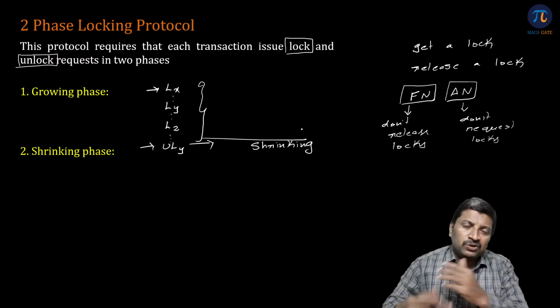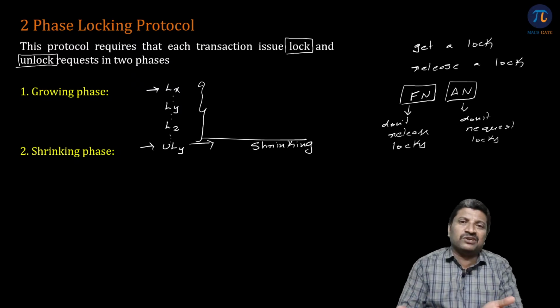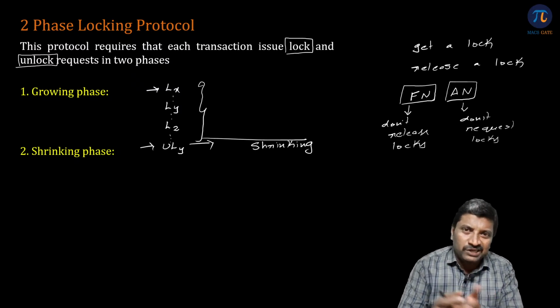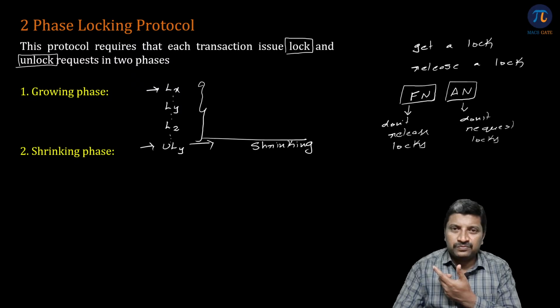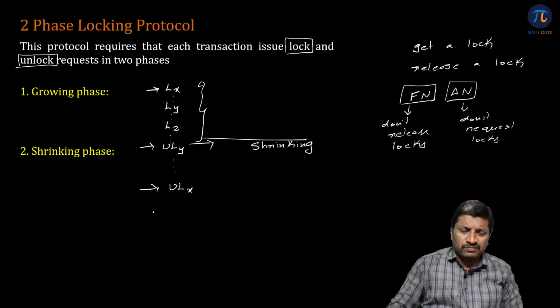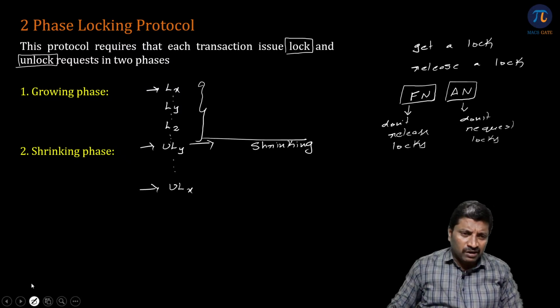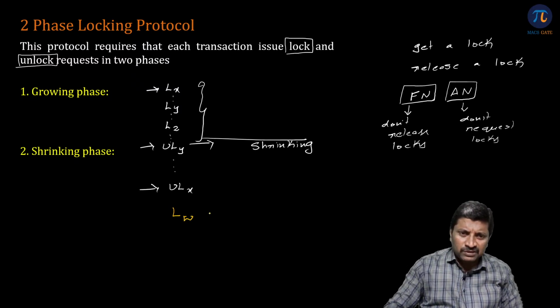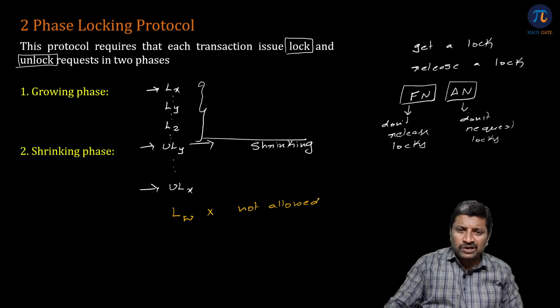Hope you understood it. You can request any number of locks you can gain, but once you start releasing, you should not get anything else. So that is the meaning of it. Here you can do any work any number of times, no issue. But it is not allowed to have a lock like this: you need a lock on some W after releasing, then this is not allowed. Once you start releasing, you should not request a lock. That is the main one. So you can remember this point.